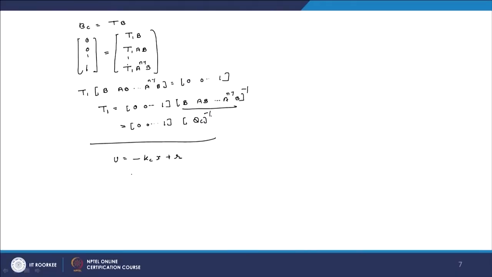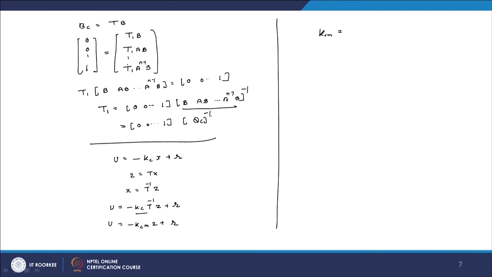Now our purpose is to design a controller. So we write u equals minus KC x plus r, and here the transformation is z equals T x, so x equals T inverse z. Now u equals minus KC T inverse z plus r. This portion we can write as minus KCM into z plus r, and therefore the final controller conditions are KCM equal to KC into T inverse, and the final controller KC equal to KCM into T.